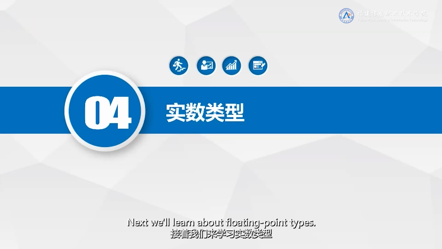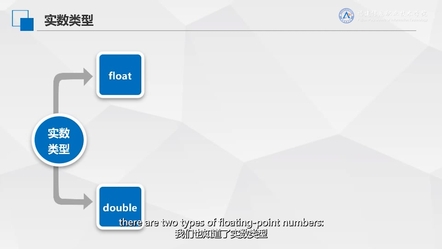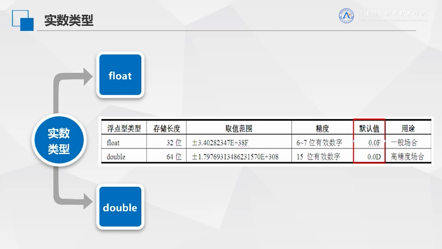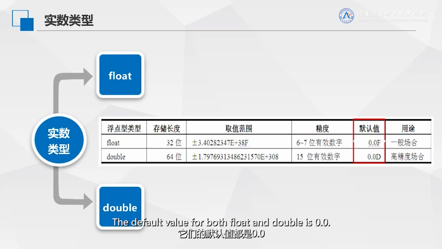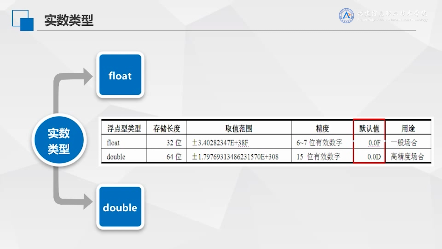Next, we'll learn about floating point types. As mentioned earlier, there are 2 types of floating point numbers: float and double. They store 32 bits and 64 bits, respectively. The default value for both float and double is 0. We define floating point numbers as double type.